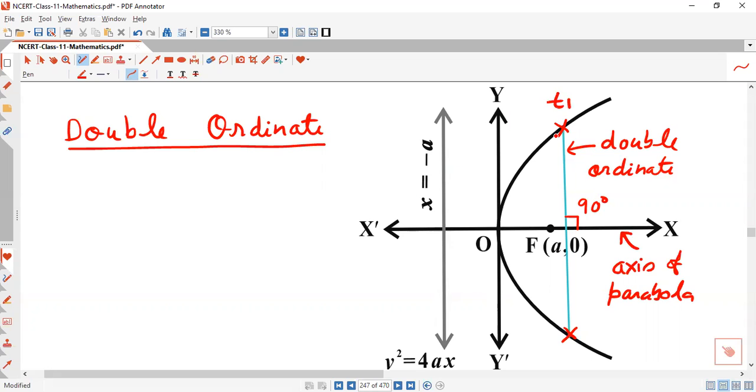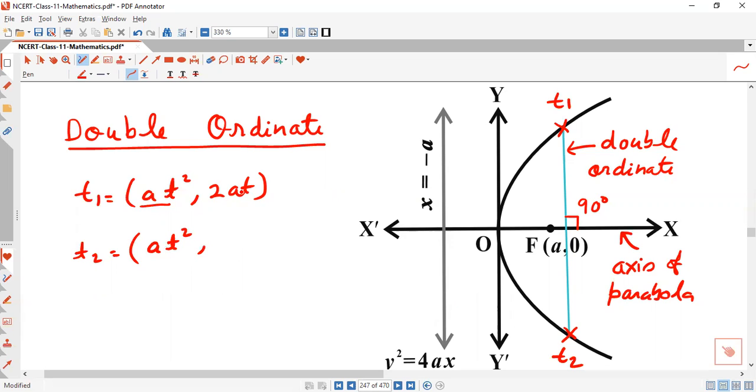Suppose one coordinate is T1 here, and this coordinate T2 is here. If you take T1 as (at², 2at), what will the T2 coordinate be? The T2 coordinate will have the same at². The value of x will be the same since it is a vertical line. So it is also at², and the y value here is 2at, and now this becomes minus of 2at.